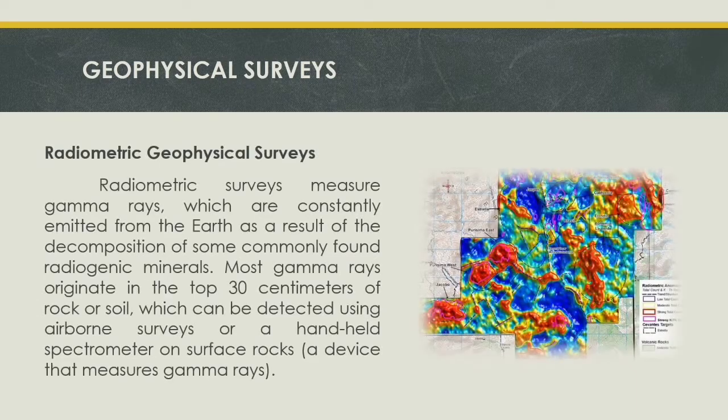Radiometric geophysical surveys. Radiometric surveys measure gamma rays which are constantly emitted from the Earth as a result of the decomposition of some commonly found radiogenic minerals. Most gamma rays originate in the top 30 centimeters of rock or soil, which can be detected using airborne surveys or a handheld spectrometer on surface rocks, which is a device that measures gamma rays.